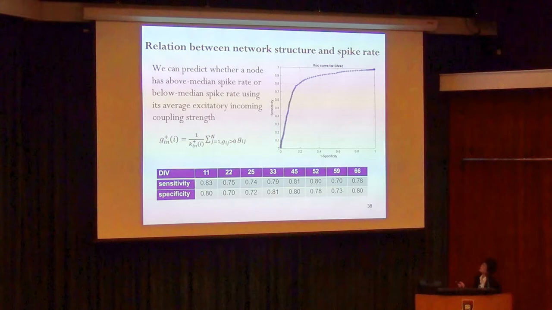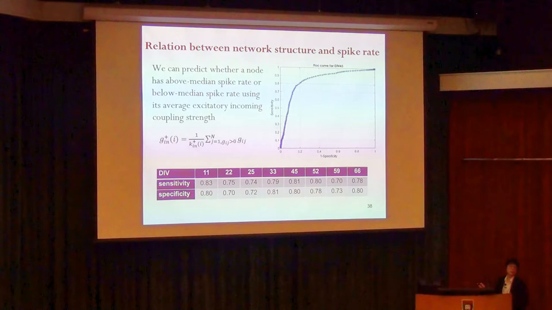And the final thing is we can actually also use the network we constructed to predict the spiking rate of the neurons. So we can separate them into two groups. One group is a high spike rate, the other is low spike rate, and then we use the method to predict which one is which. And you'll find that we get pretty good prediction accuracy. So both the sensitivity and the specificity are around 80%.